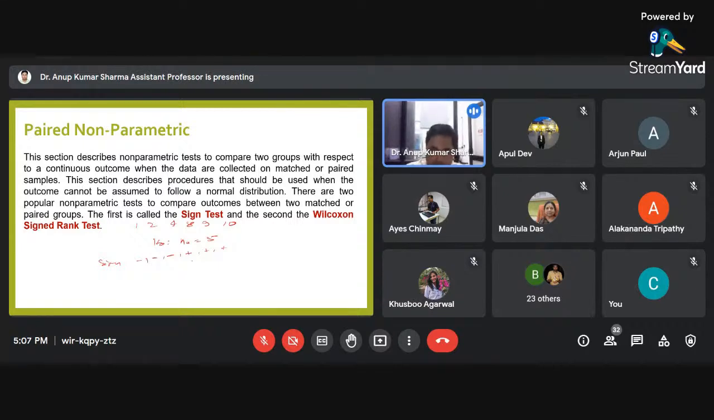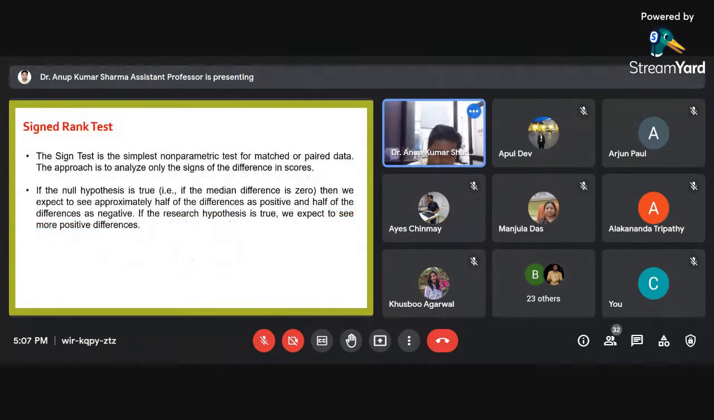I have written all these things, but I said them in my own words. The sign test is the simplest nonparametric test for paired data. The sign test is always used for dependent data, and it uses only the signs of the difference scores, plus and minus. If the null hypothesis is true, we expect approximately half of the differences to be positive and half negative. Under the alternative hypothesis, we expect to see more positive differences.